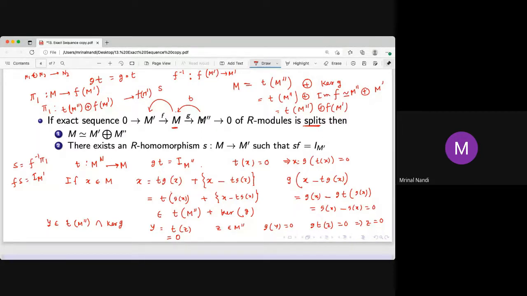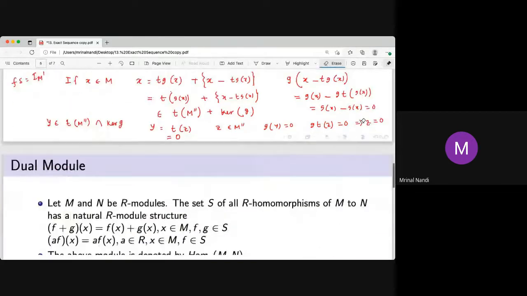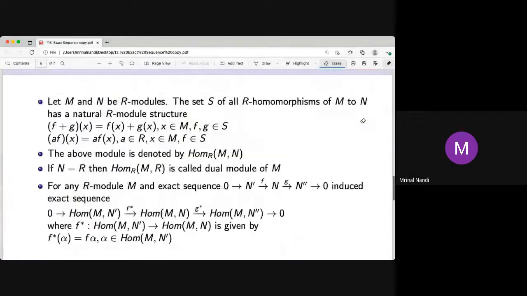So actually you have two reverse maps. If you have a split exact sequence, then F and G both have a sort of right inverse and left inverse, so reverse maps, if that sequence is a split exact sequence. And then the middle module is the direct sum of the other two modules, left and right module.